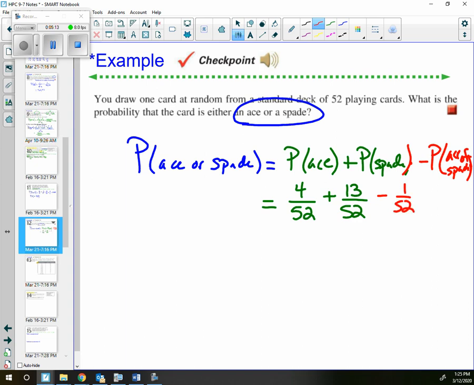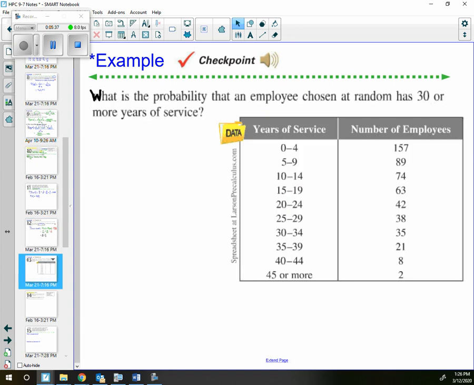So we just need to be careful if there are things that are overlapping. So this would be mutually inclusive. There's something in common in both of those that we have to subtract off. So when we get our total here, we would have 16 out of 52, which reduces down to 4/13. And again, you can write that as a decimal or as a percent as well. So if we're looking for overlap, we just got to be careful we don't double count. All right, let's try a couple more here.